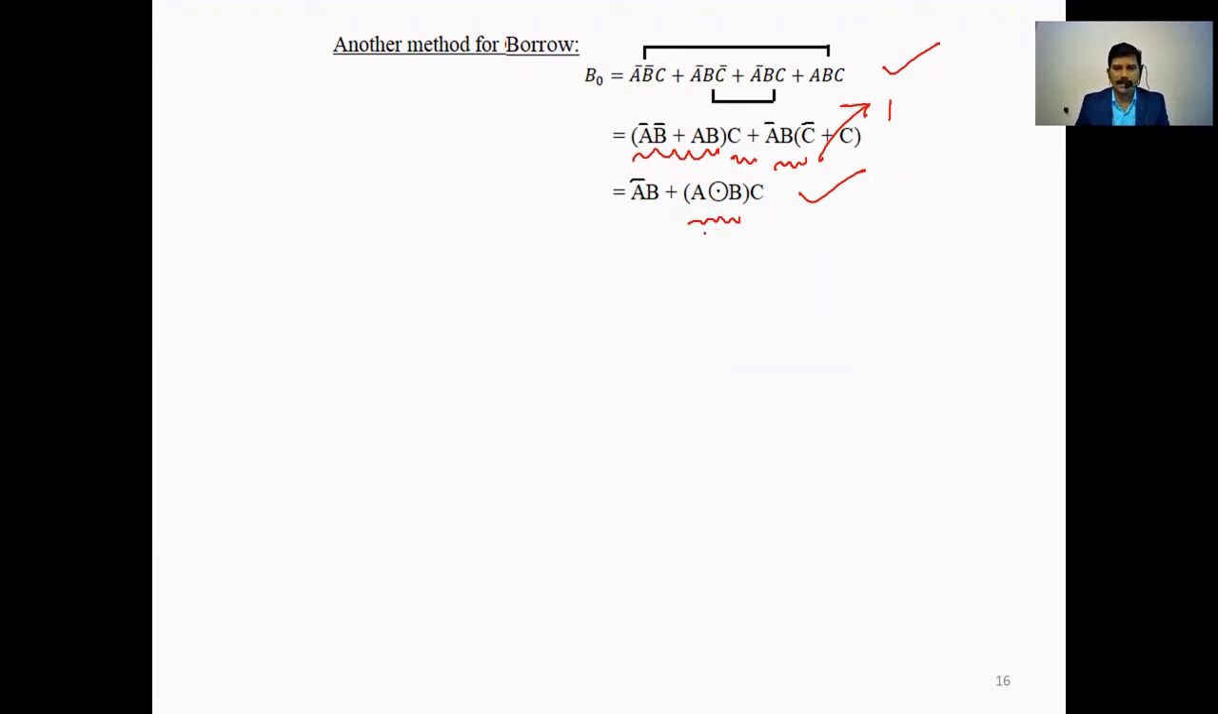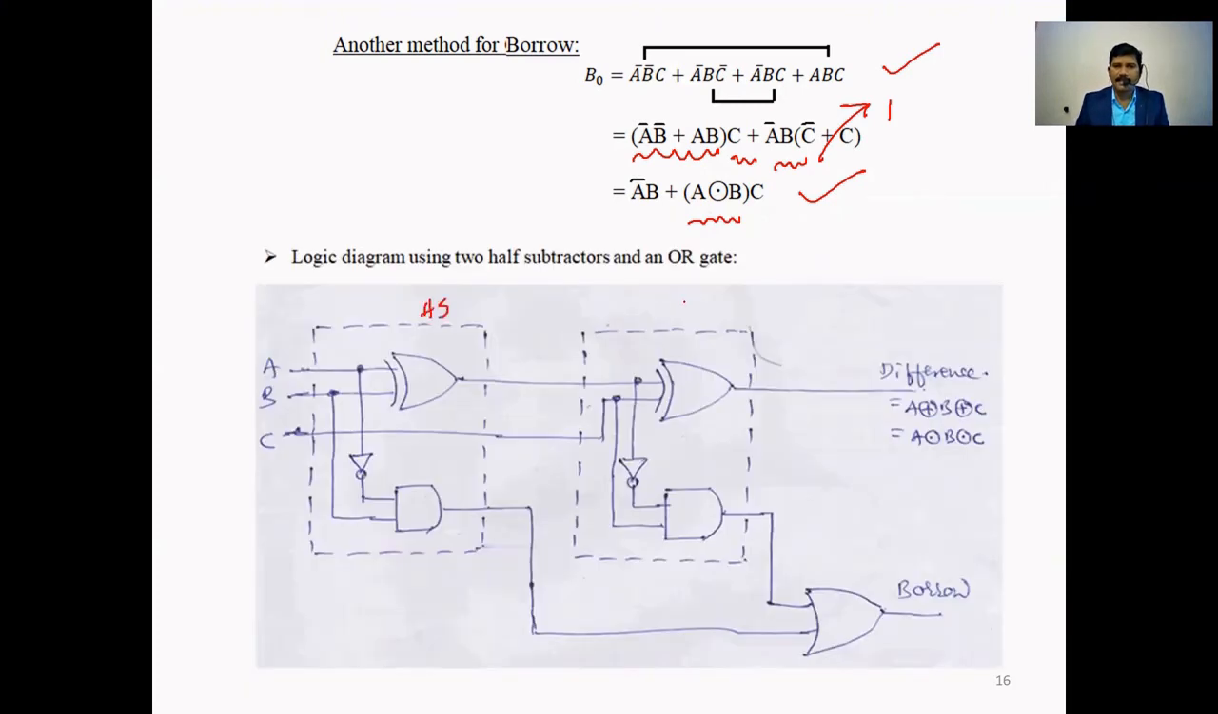Let us draw, because here also there are two half subtractors, one OR gate is enough. Let us see the diagram. This is one half subtractor, this is another half subtractor, and one OR gate to get the borrow. Please note this down by pausing the video.